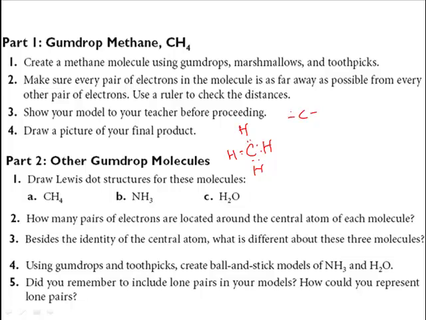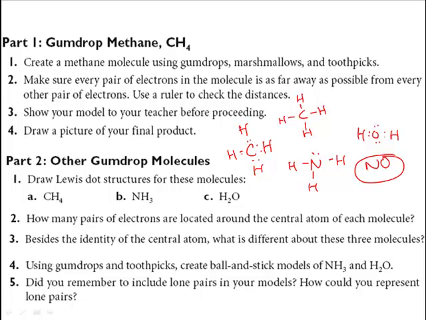You could also do it this way. This is called a structural formula. And this one here is the Lewis dot structure. If you look at NH3, NH3 looks like this. And H2O. Now, if you look at these Lewis dot structures, do they show the shapes you made? No, these do not show the shapes.